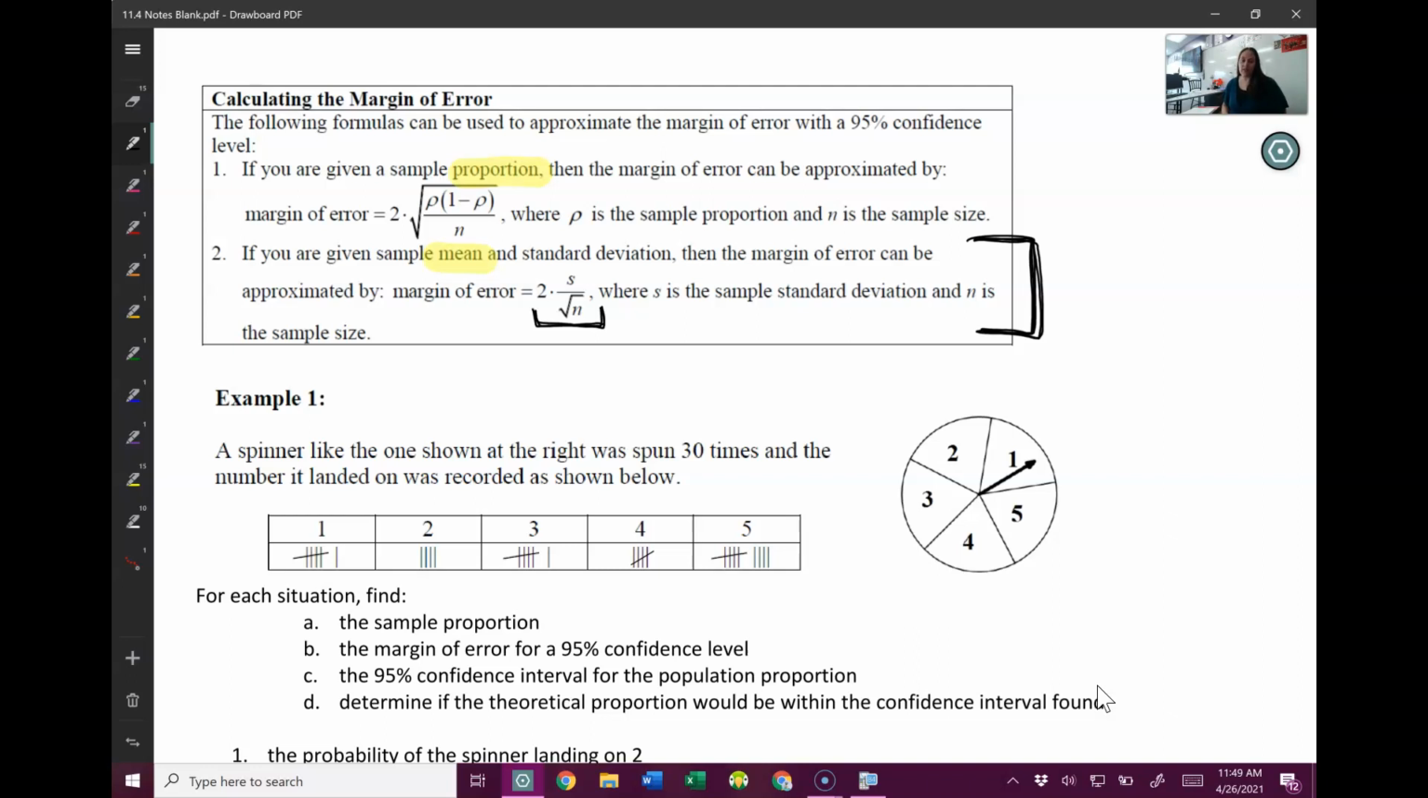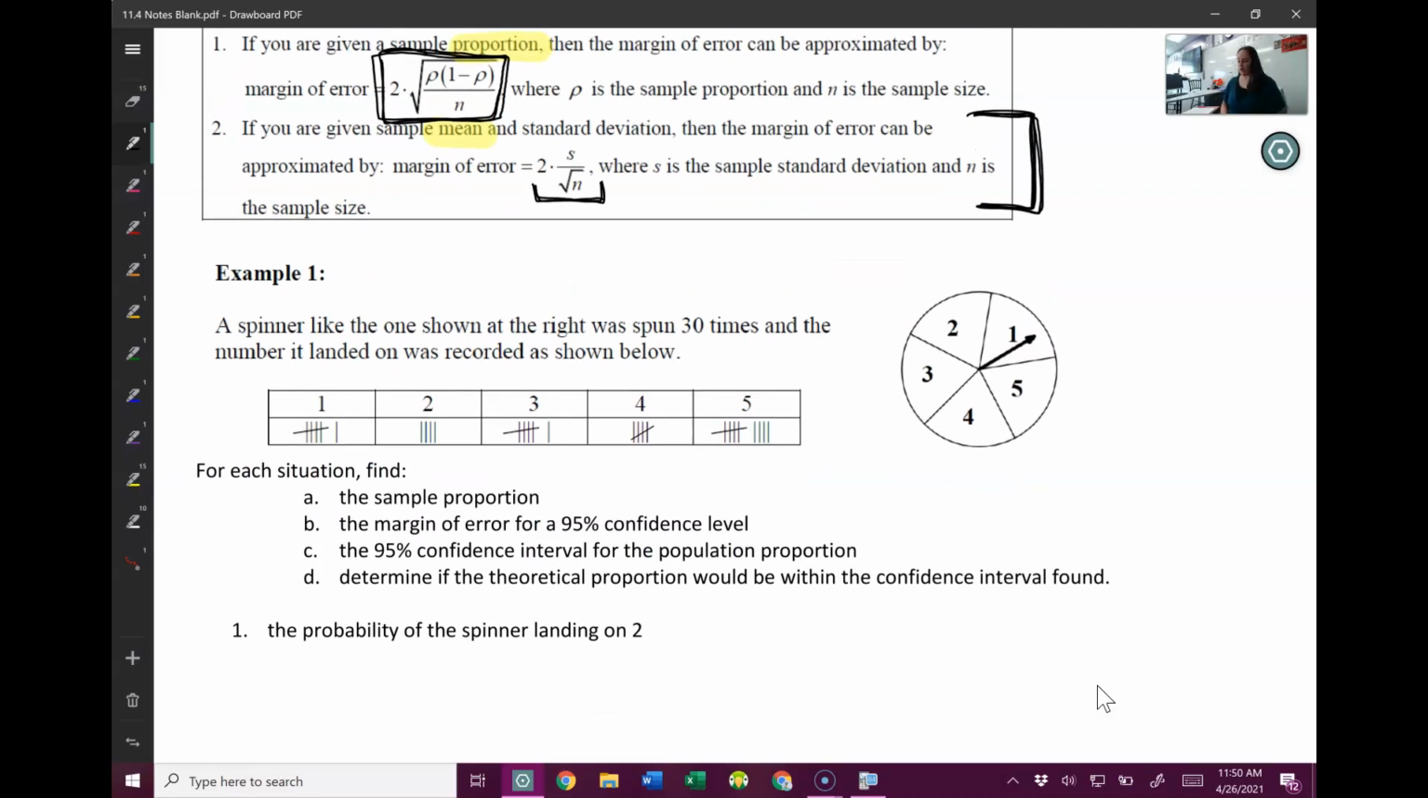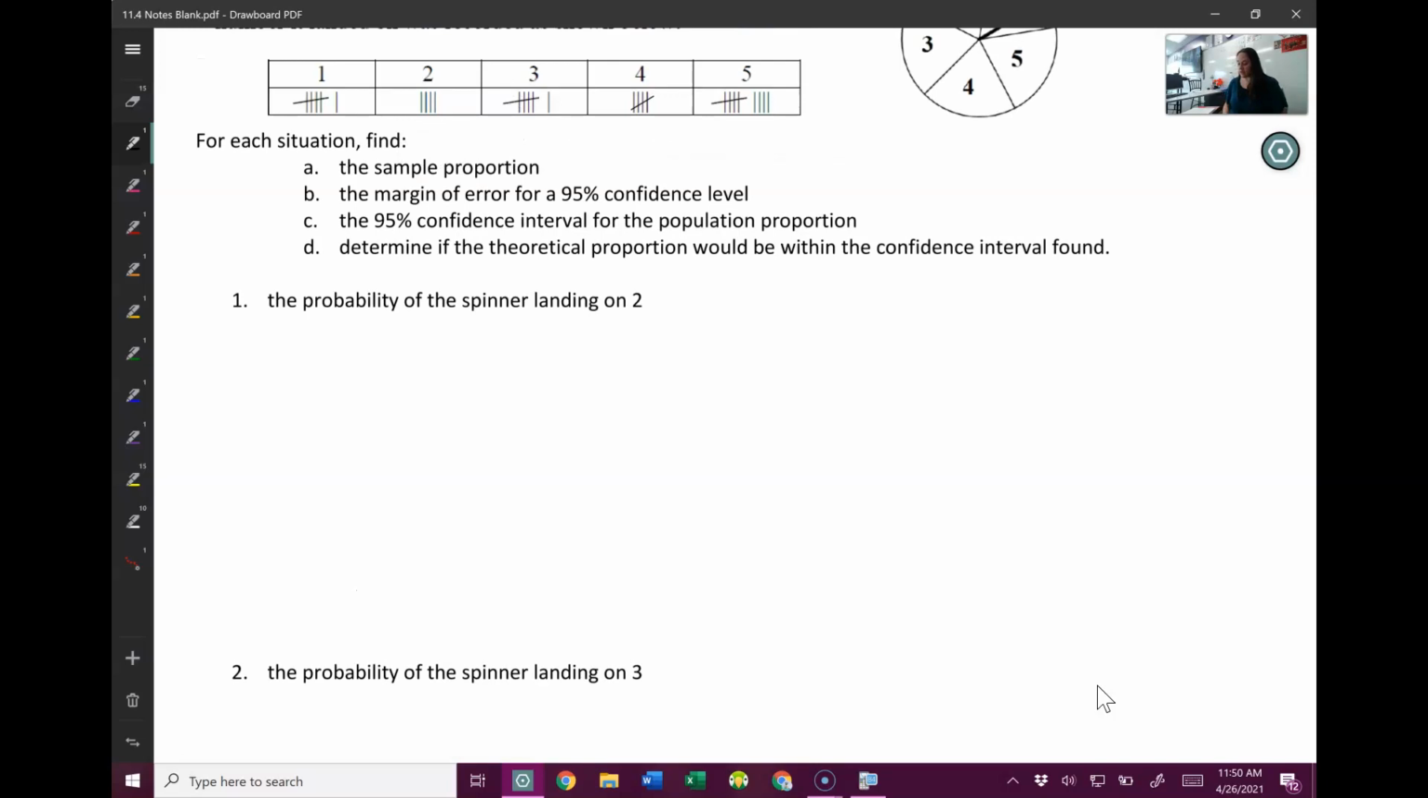So let's start by practicing sample proportion. Here's our equation where P is the sample proportion and N is the sample size. So let's do an actual example with this right here for example number 1. It says for each of these, it wants us to find these 4 things. So number 1, or I should say A, the sample proportion. So that is what out of what, like how many times did we get that thing? So if I want to do the probability of a spinner landing on a 2, it landed on a 2 4 out of how many times?